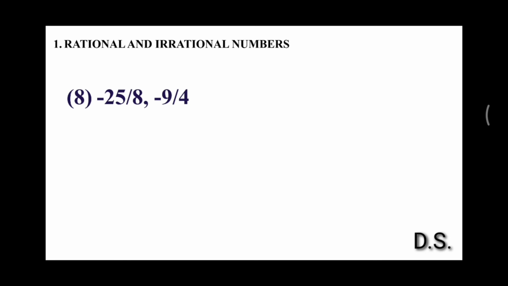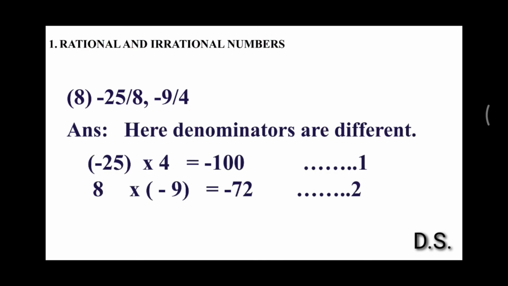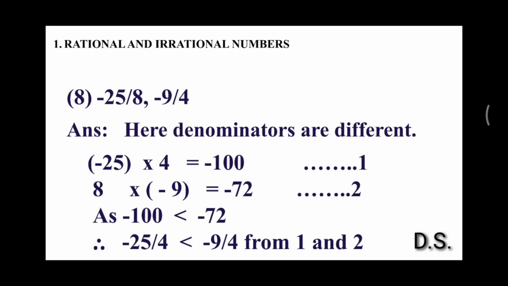Eighth question. Minus 25 by 8 and minus 9 by 4. Once again, your denominators are different. Minus 25 into 4 is minus 100. 8 into minus 9 is minus 72. Compare minus 100 and minus 72. Minus 100 is smaller than minus 72. Therefore, minus 25 upon 8 is less than minus 9 by 4.